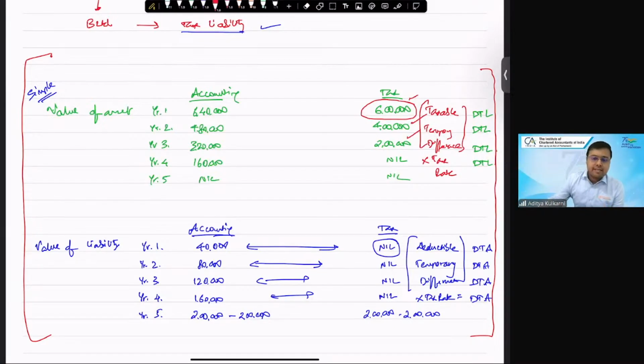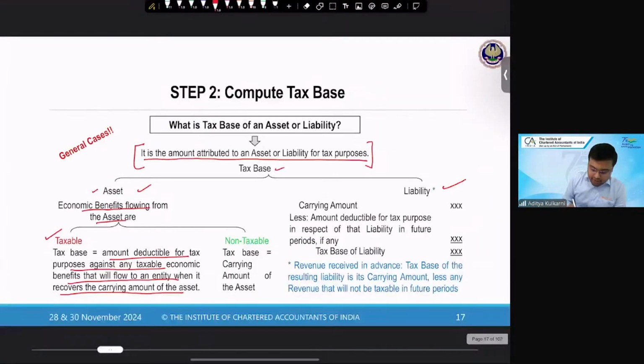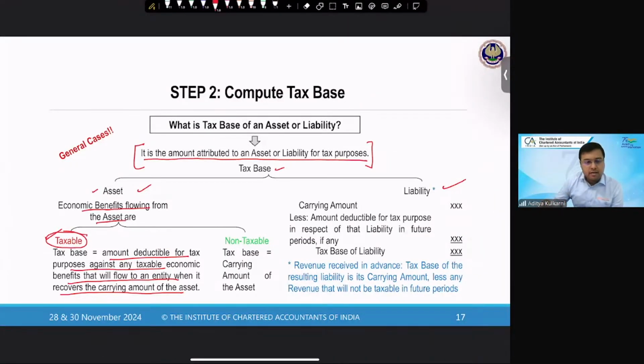It's exactly the same. Jeannie, did you follow? Nisha, did you follow? Mamta, Yes, sir. Shabbir, Yes, sir. or Pooja? Yes, sir. Okay. So now, when the economic benefits flowing from the asset are taxable, the tax base would be the amount deductible for tax purposes against any taxable economic benefits that will flow to an entity when it recovers the carrying amount of the asset.